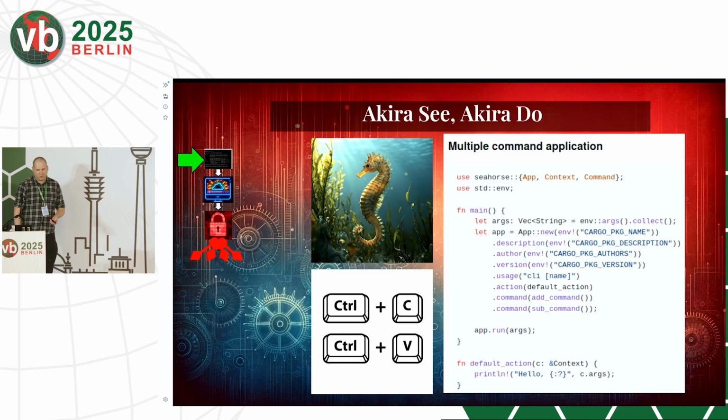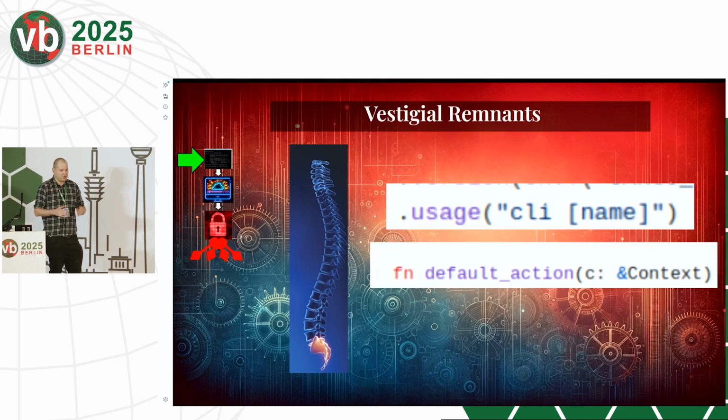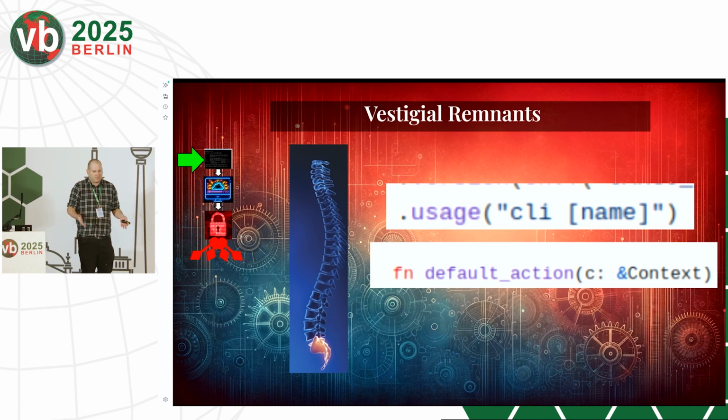The result of this workflow was several vestigial remnants of the original boilerplate inside of the ransomware code, such as, for example, this strange string "CLI bracket name", and the function name default action, which was just some kind of innocent placeholder, which somehow found its way into this ransomware.